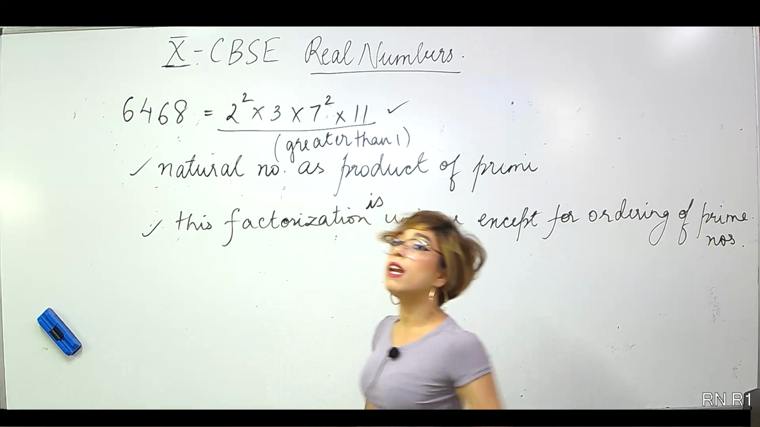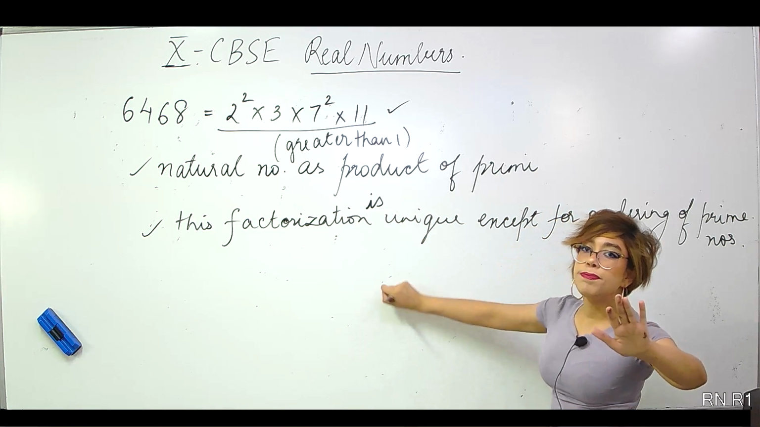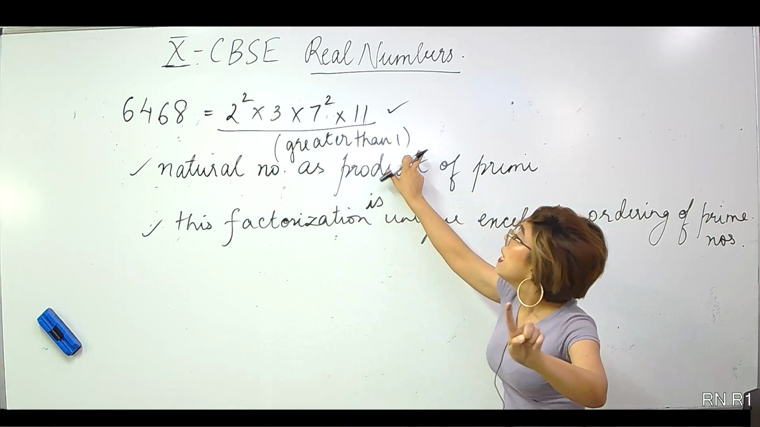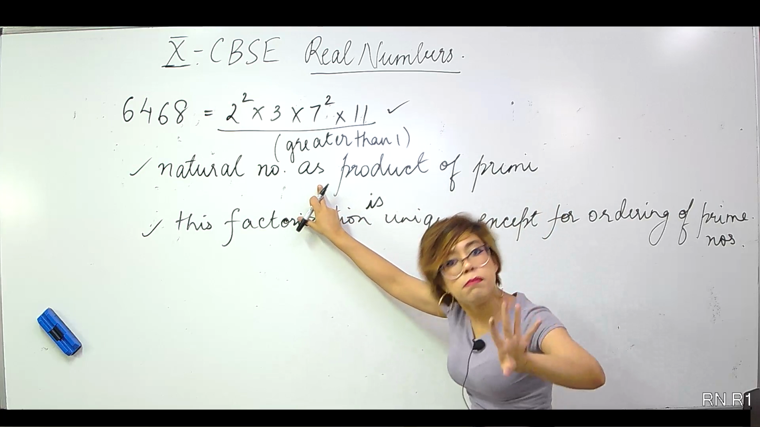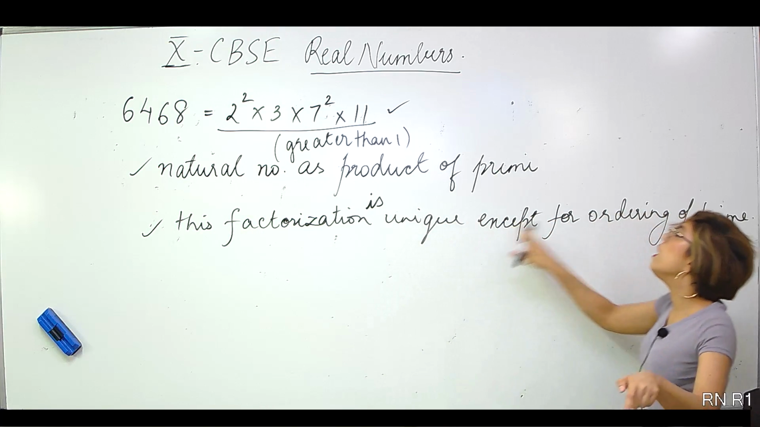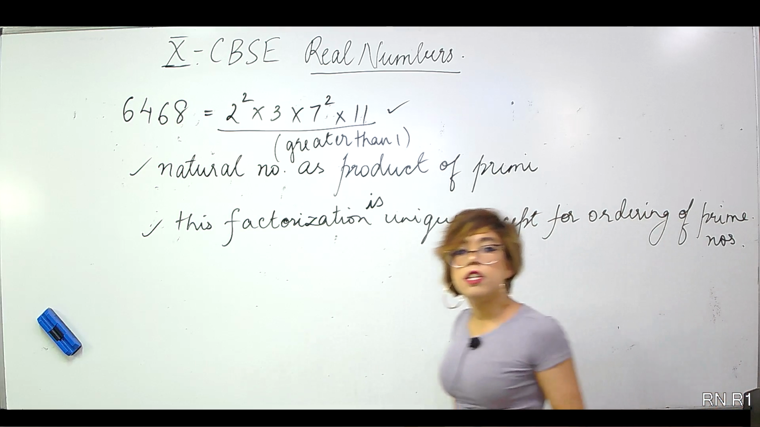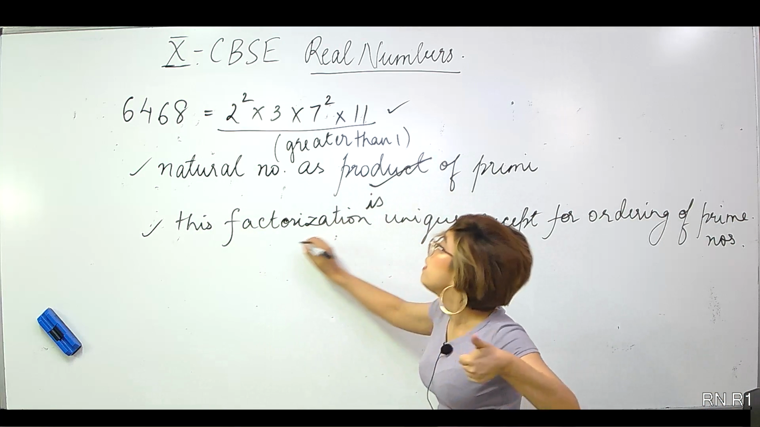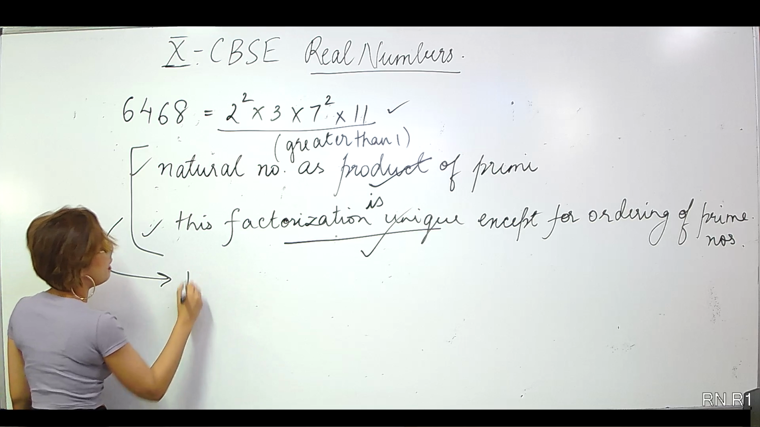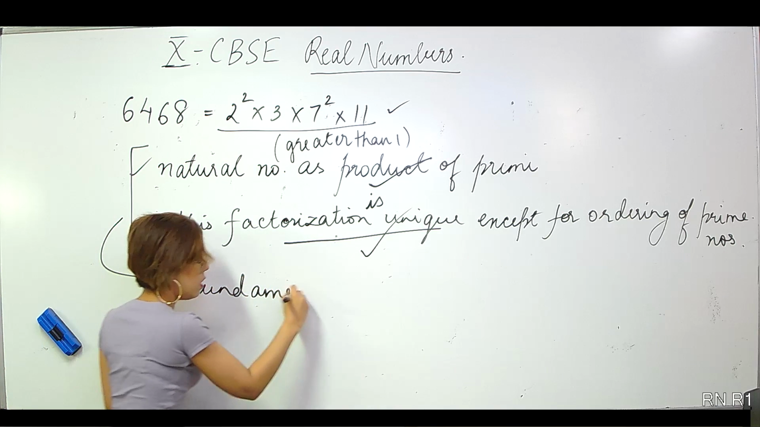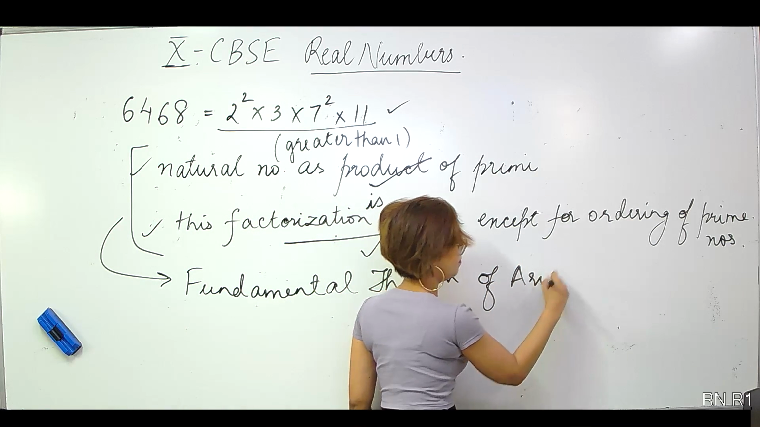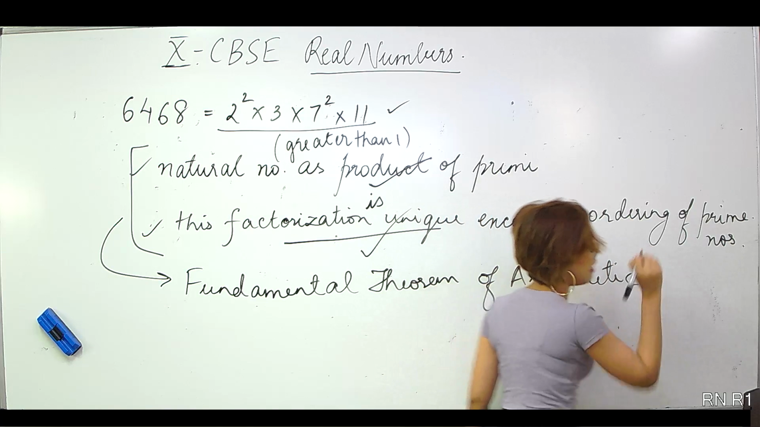Read it together. Because this will lead to a very important result. That is the first result of class 10 actually. Now, let's read it together. Any natural number greater than 1 can be written as a product of primes. And this factorization is unique except for the ordering of the prime numbers. So, any natural number is a product of primes, and the factorization is unique. When we combine these two, this is nothing but the fundamental theorem of arithmetic. The very first result of class 10.